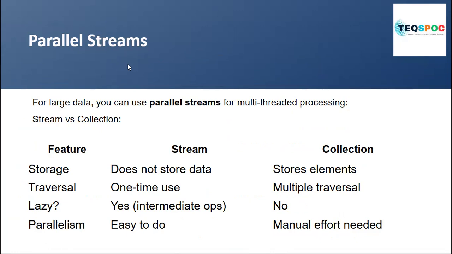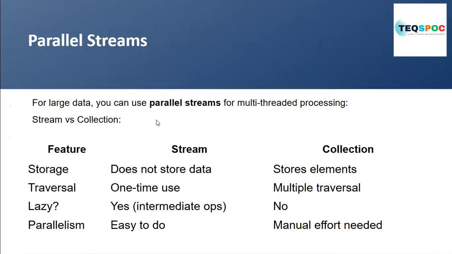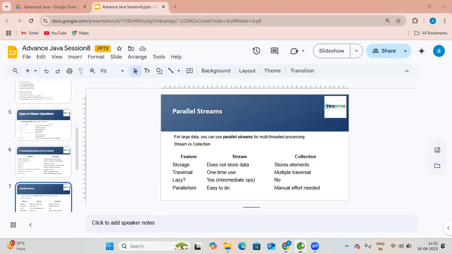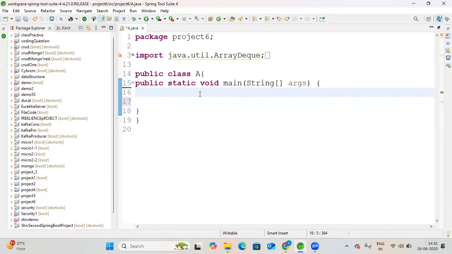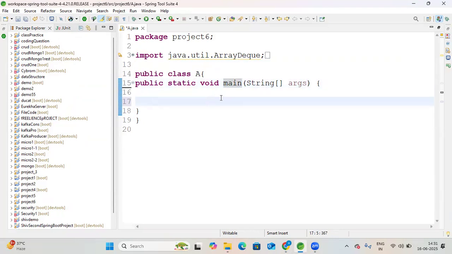Okay, what basically the parallel stream means, first, before jumping to parallel stream, let me first show you a practical thing. Then we will move to parallel. This is a class A, and this is a main method. Now I will show you the first stream API example.